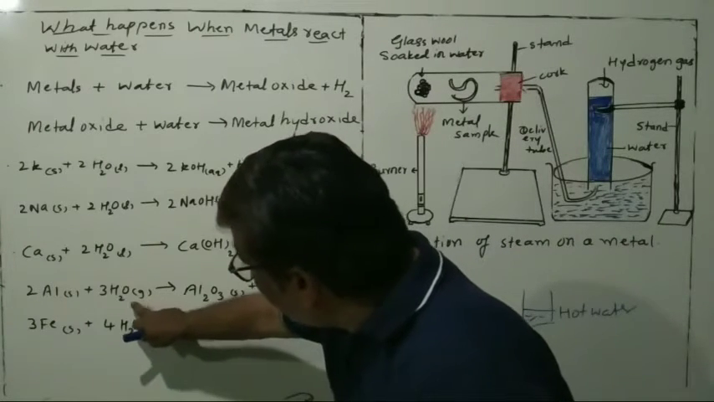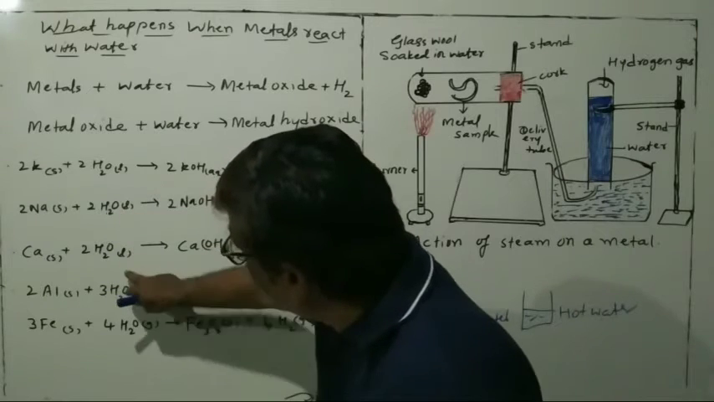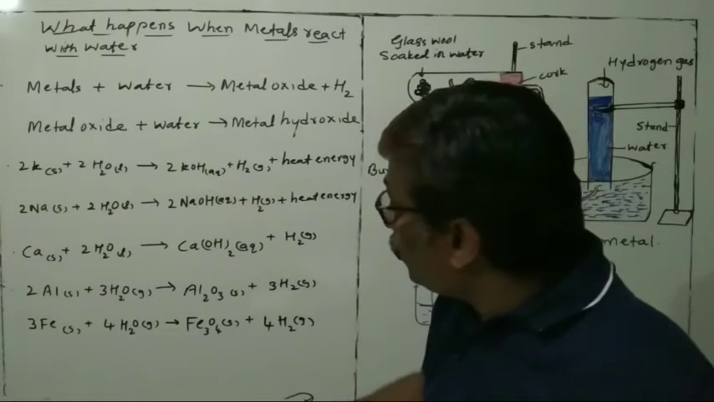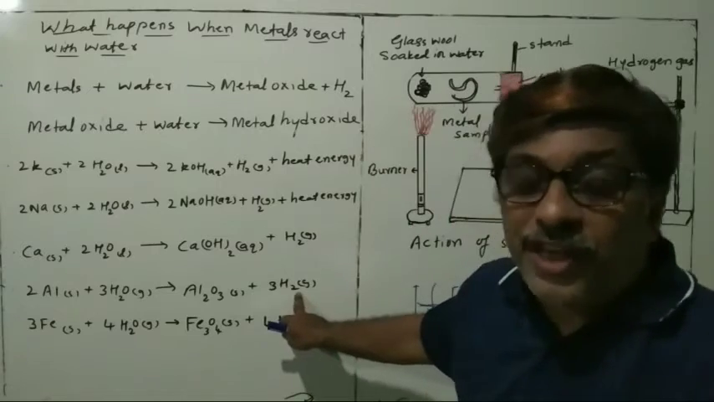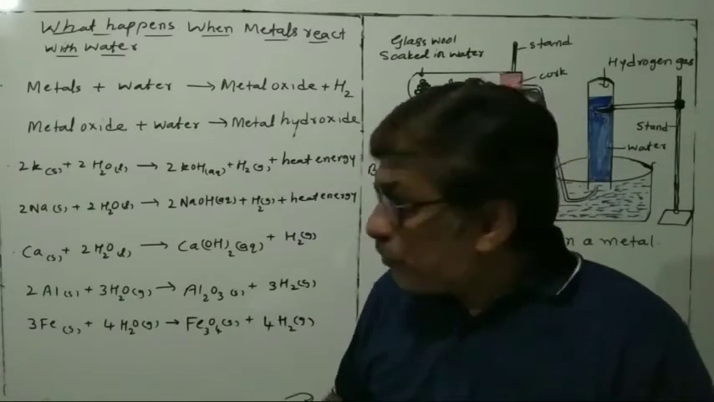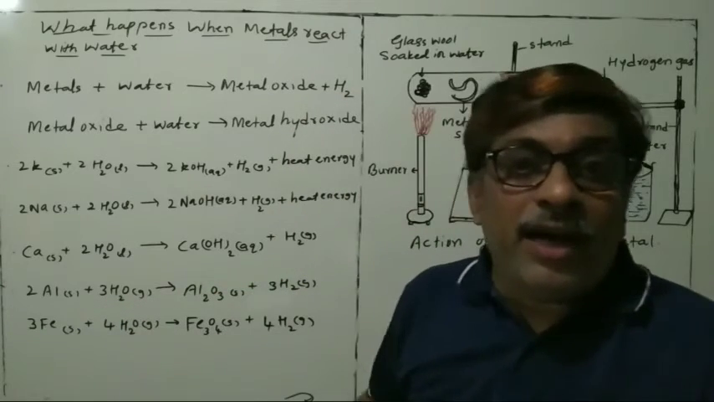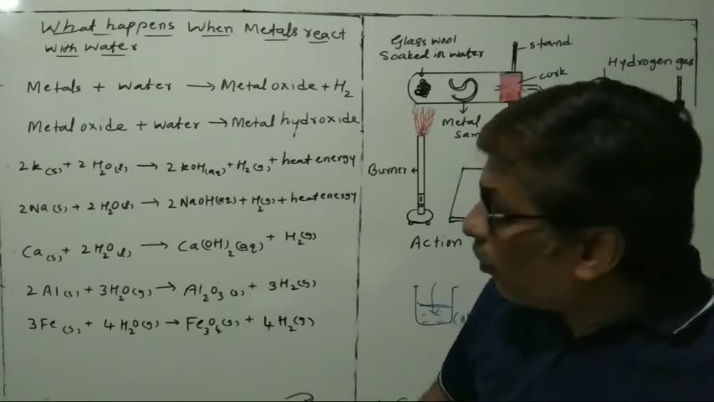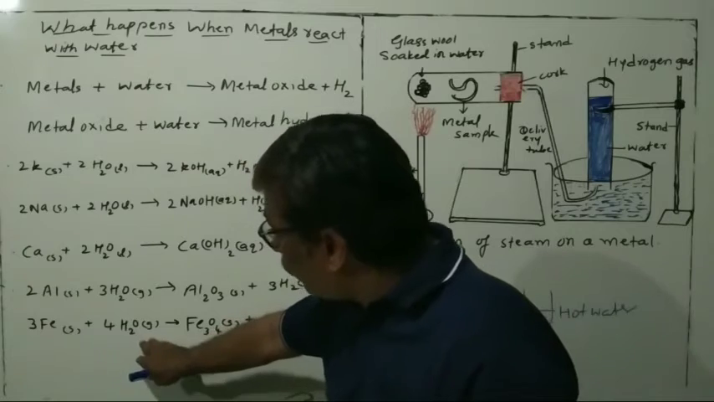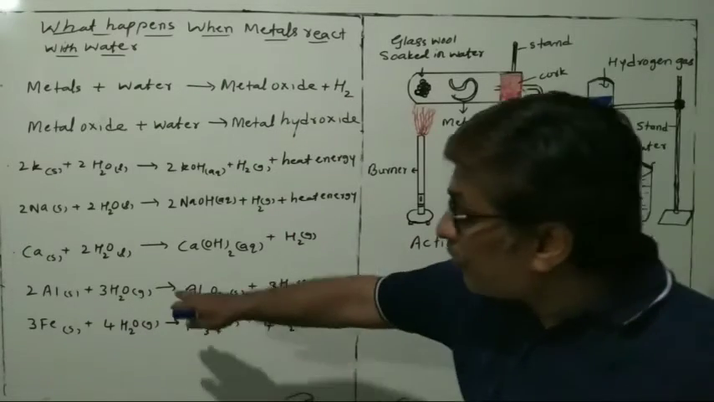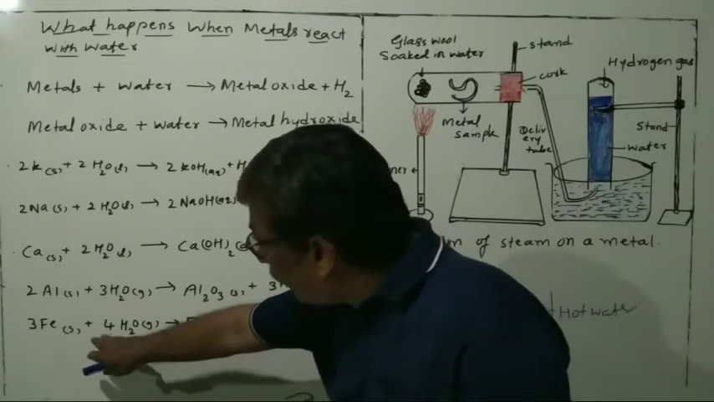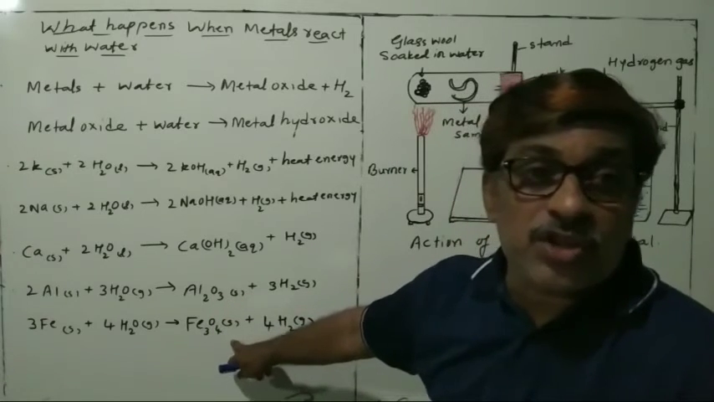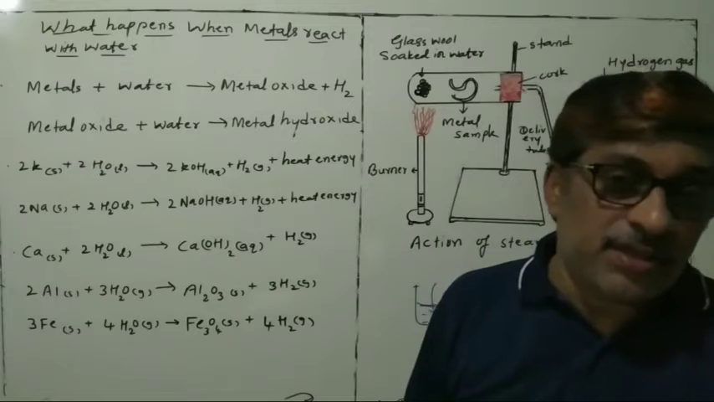That's why here, H2O is written as gaseous, which means it is steam. It produces aluminium oxide and also hydrogen gas. So now you see that aluminium reacts with steam and produces aluminium oxide and liberates hydrogen gas. Then iron also reacts with steam and produces iron oxide, liberating hydrogen gas.